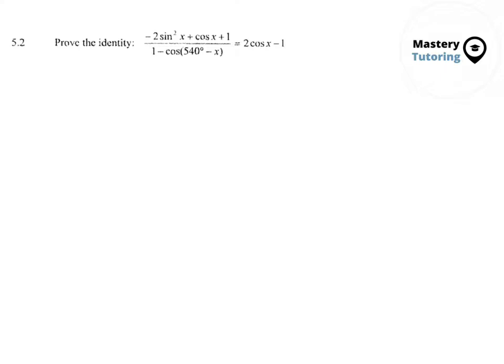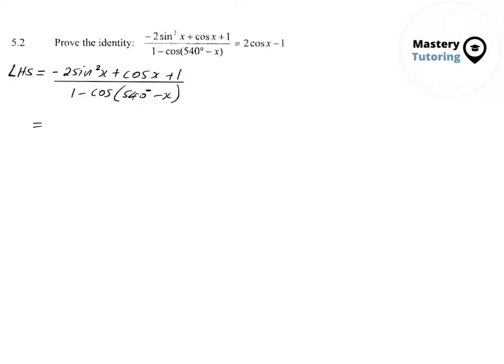In these questions, or questions similar to this one, you need to make sure that you always take the more complicated side, simplify it and make it look like the less complicated side. As you can see in our case here, this is our more complicated side. Therefore, I am going to say left-hand side is equal to minus 2 sine squared x plus cos of x plus 1, the whole thing divided by 1 minus cos of 540 minus x.